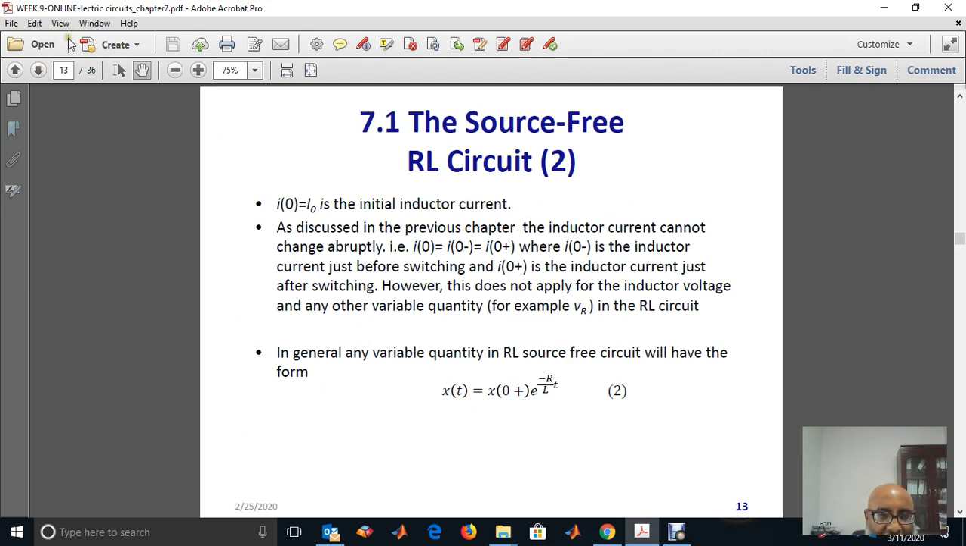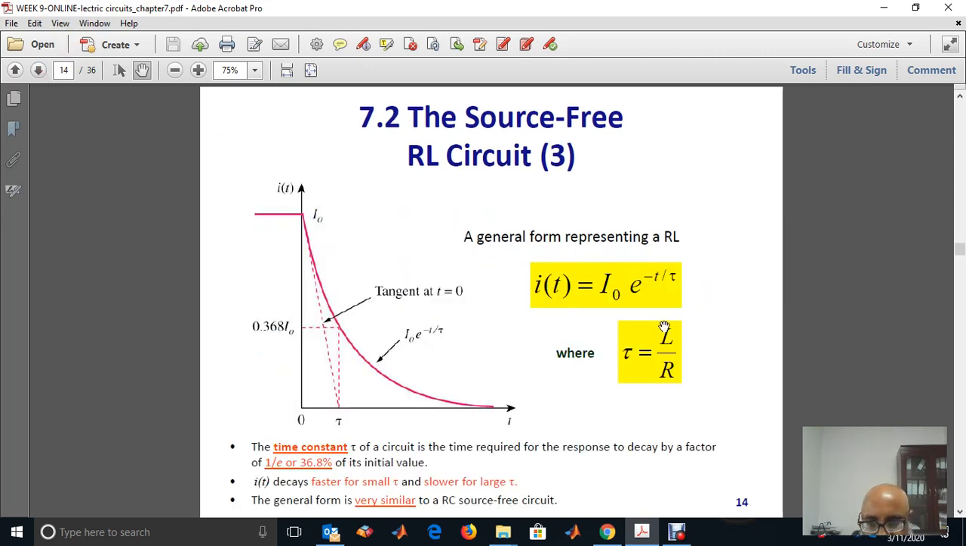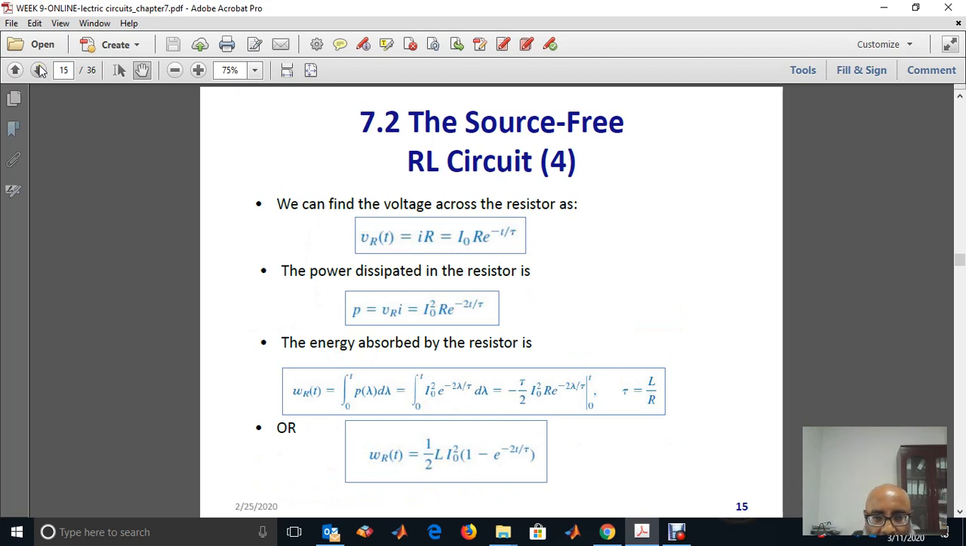Okay, L over R. So the inductor current with time is I naught e to the power of minus t over tau. And at t equal to 0, we have the initial current, and again it will decay through time, exponentially decaying. And at t equal to tau, we have 36.8% of the initial value. And we have the time constant L over R. And the voltage across the resistor is i times R, which is like this. And then the power absorbed or dissipated by the resistor is VR times i, given by this.